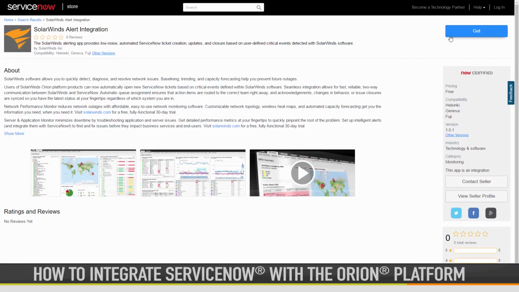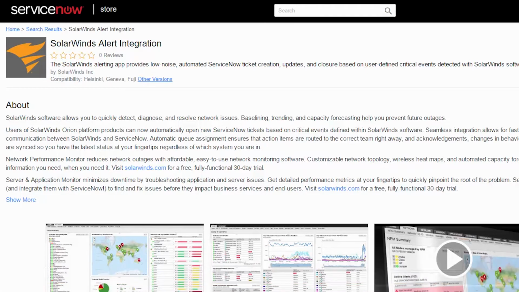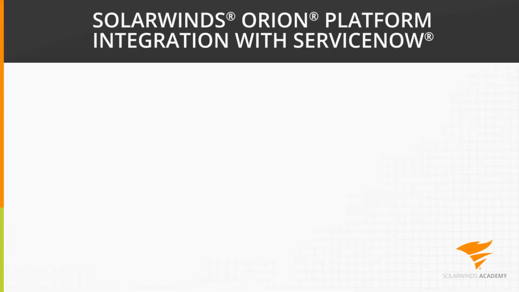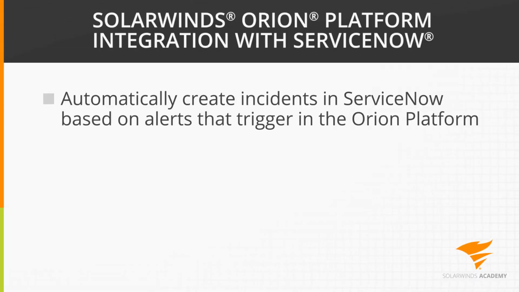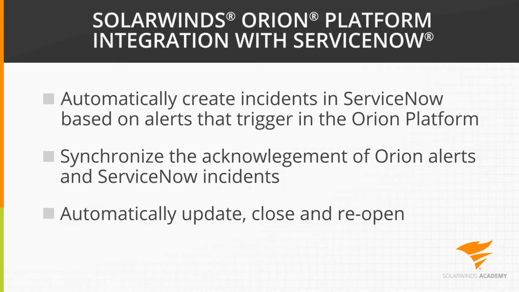SolarWinds Orion Platform products integrate with ServiceNow, allowing you to automatically open ServiceNow tickets based on critical events defined within SolarWinds Orion Platform software. With this integration, you can automatically create incidents in ServiceNow based on alerts that trigger in the Orion Platform, synchronize the acknowledgement of Orion alerts and ServiceNow incidents, and automatically update, close, and reopen ServiceNow incidents.